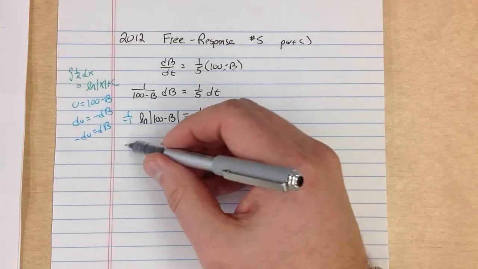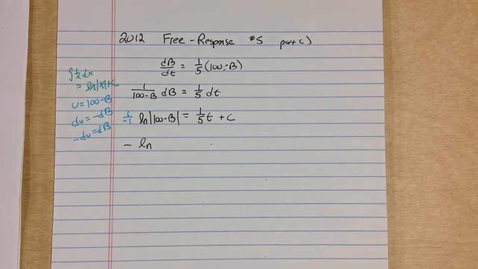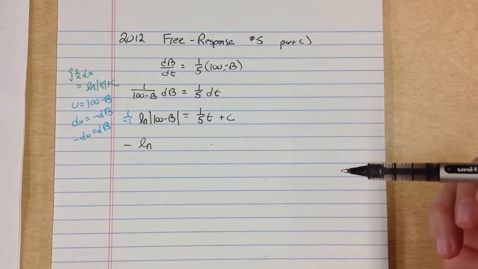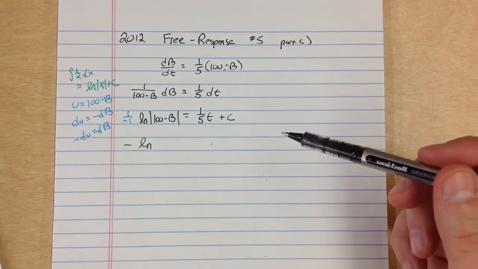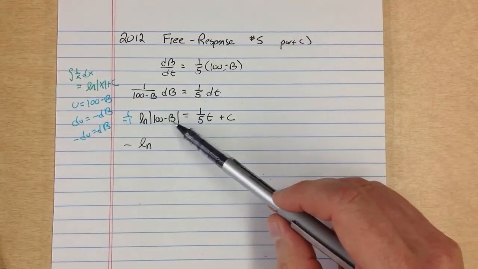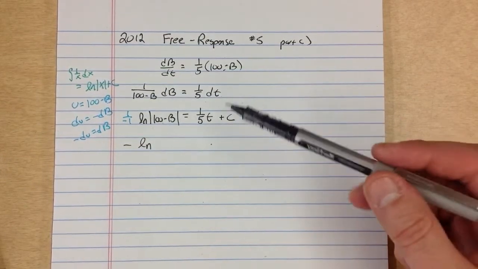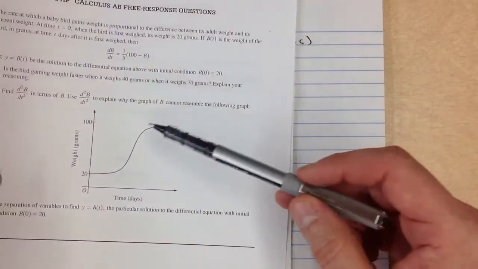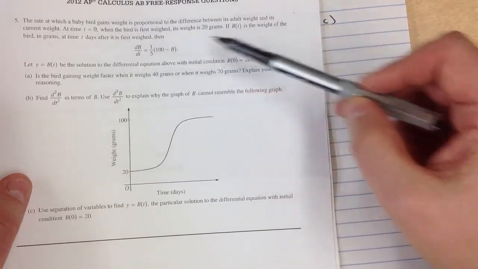Now we have negative ln, and when we get this absolute value, it's always a good idea to see if there's some way we can eliminate it, because absolute value is often very thorny to work with. So what we want to do is look back at our problem and see if there's a reason that we know this 100 minus B is always positive or always negative. In fact, we had to consider that for the previous part of the problem too, where we looked at the graph. Well, this isn't our graph, but we know that the adult weight of the bird is 100.